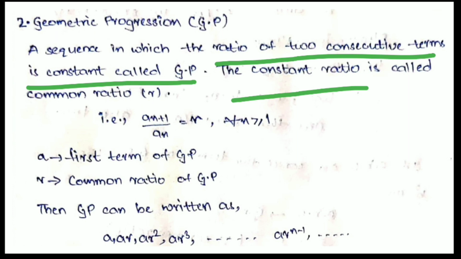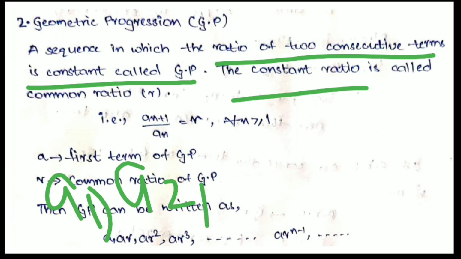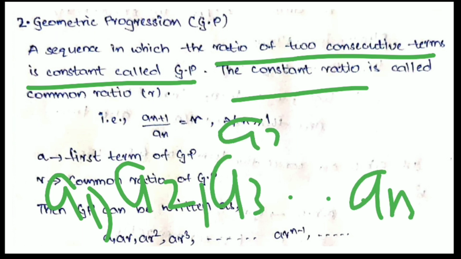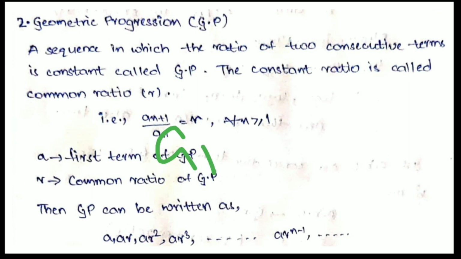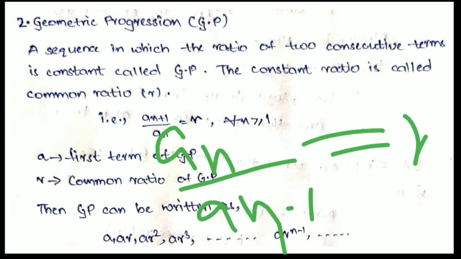That is nothing but, when we have a1, a2, a3, and so on, an, when we have a2/a1 and a3/a2 and so on, an/a(n−1), this is nothing but the common ratio.